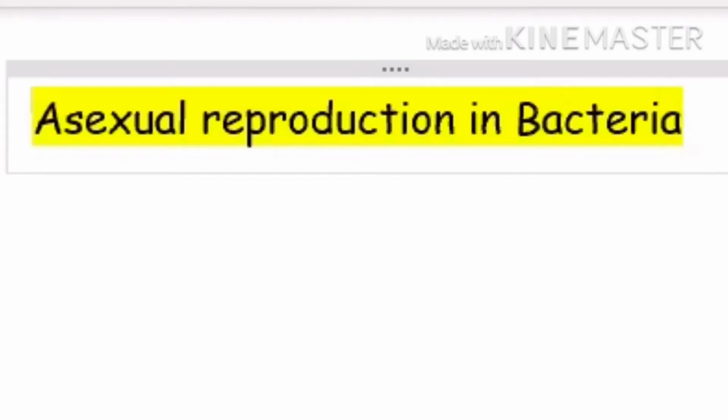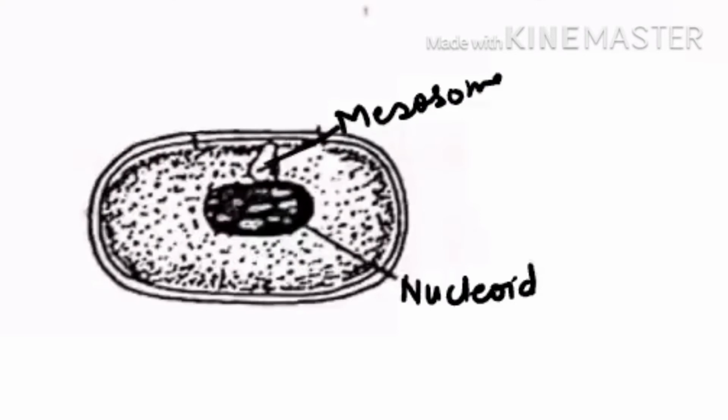Hello students, so today in this video we are going to study asexual reproduction in bacteria. Now class, if you remember, this is the nucleus, bacterial genetic material, also known as genophore. And if you remember this structure, this is a mesosome, which helps in DNA replication.